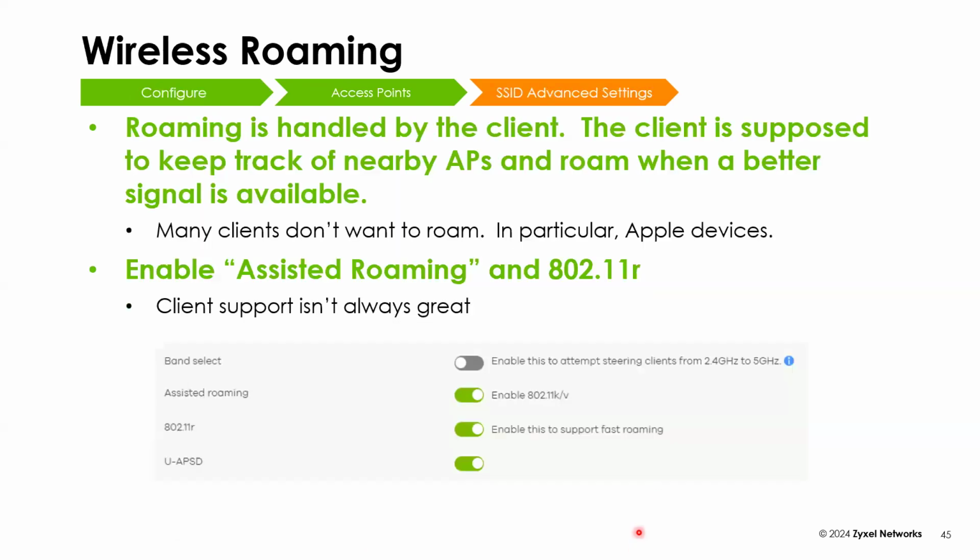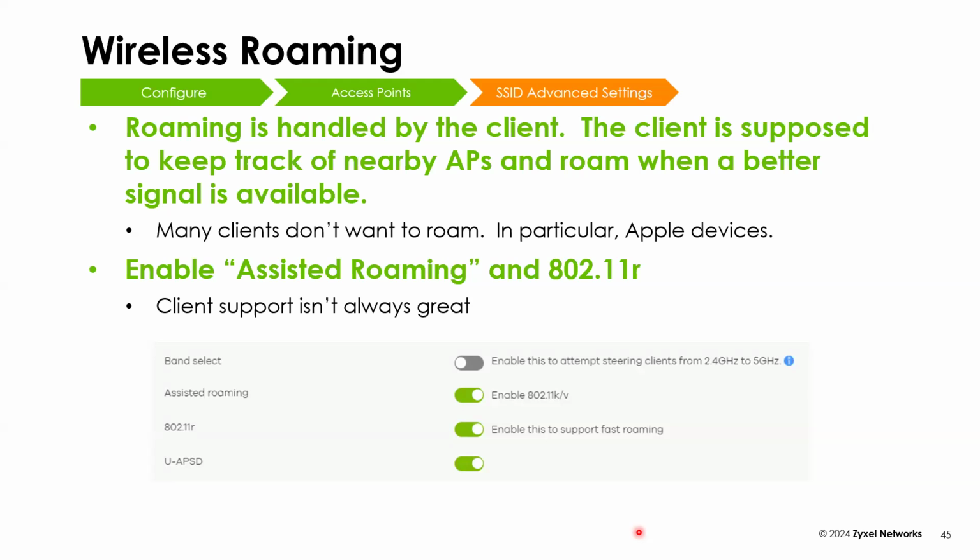So when it comes to wireless, roaming is not an access point or router feature. It is a client feature. It is up to the client device to determine when it is time to move from one access point to another. And there is a wide variety of behavior between devices, between chipsets. Historically, Apple has been very, very bad about wanting to roam, in fact, refusing to roam.